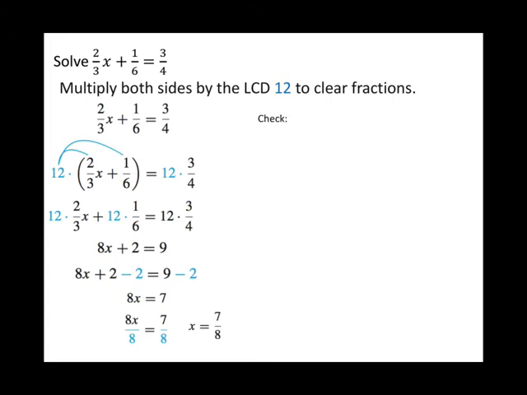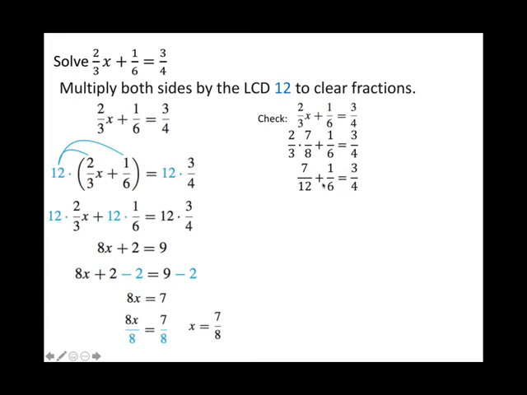Okay, check your work. Plug in x equal to 7 over 8 into the original equation. So here, simplify before you multiply. This is 1, this is going to be 4. Right? 4 times 3, you're going to get the 12. So 7 over 12 plus 1 over 6 equal to 3 over 4.